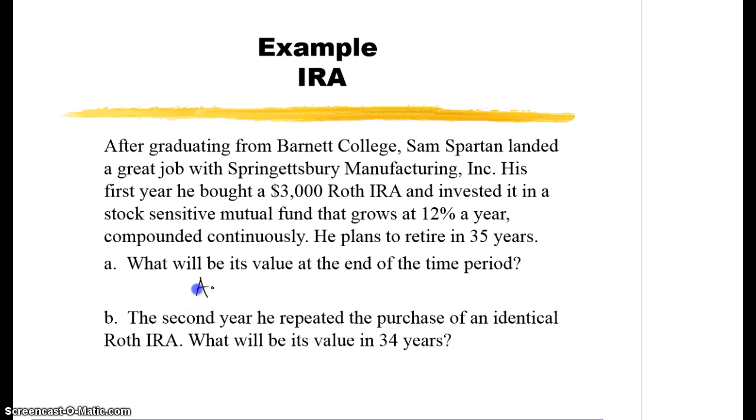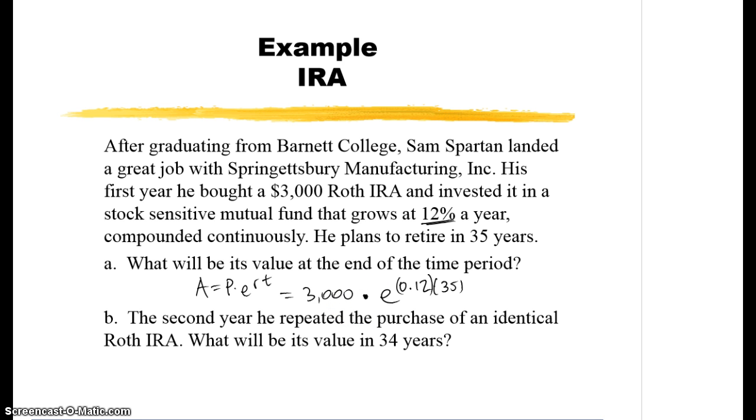All you have to do is use your formula here, A equals P times e to the RT to figure out the answer, right? And we know that P is going to be 3,000. That's how much was invested. And e to the power of 0.12 is our interest rate, right? The 12%. T is 35 because we have 35 years here. So that's the formula that we need to evaluate in part A.